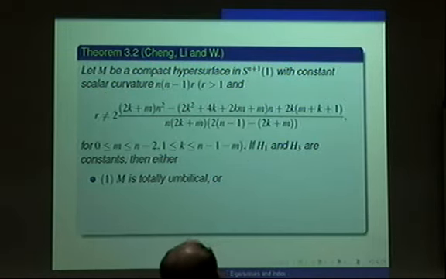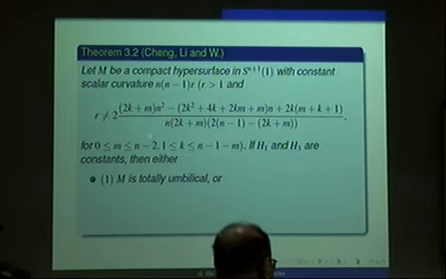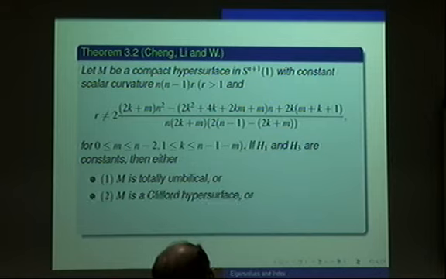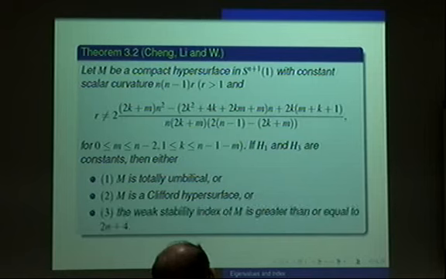The second one says that if M is a compact hypersurface in a unit sphere with constant scalar curvature, but here we restrict R, where R is greater than 1 and R is not equal to these numbers, and if we assume that H1 and H3 are constants, then M is totally umbilical, or M is a Clifford hypersurface, or the weak stability index of M is not less than 2n plus 4. So here is the second result.